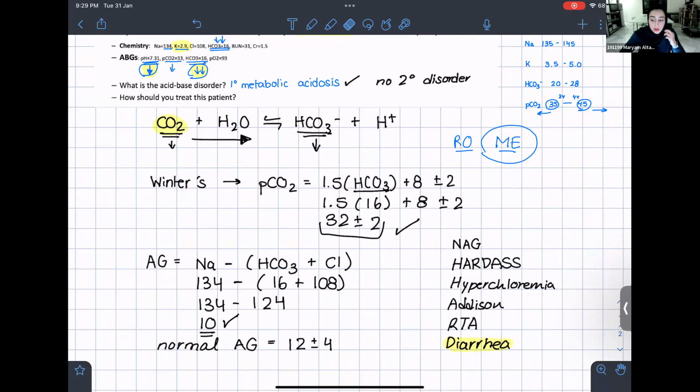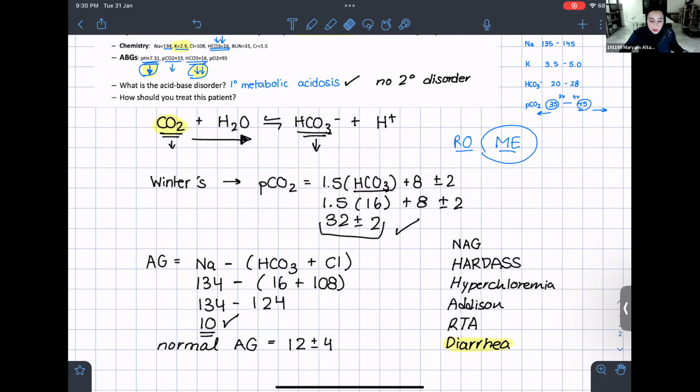Okay. How do we know if the patient has a secondary condition? If it's a metabolic problem, we use Winter's formula first, in order to see if there's adequate respiratory compensation or not. If there's inadequate respiratory compensation, then we can say this patient has a respiratory acidosis or a respiratory alkalosis, because there's an underlying condition.